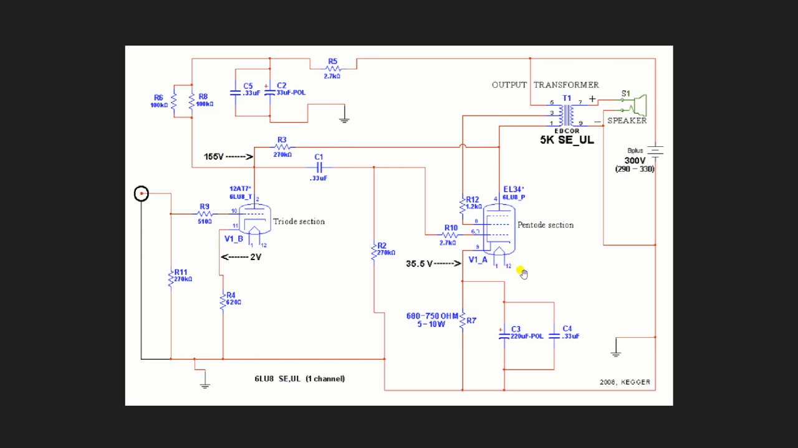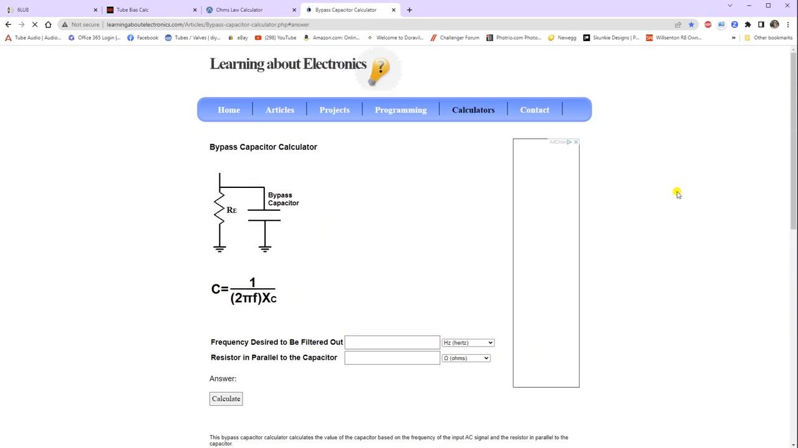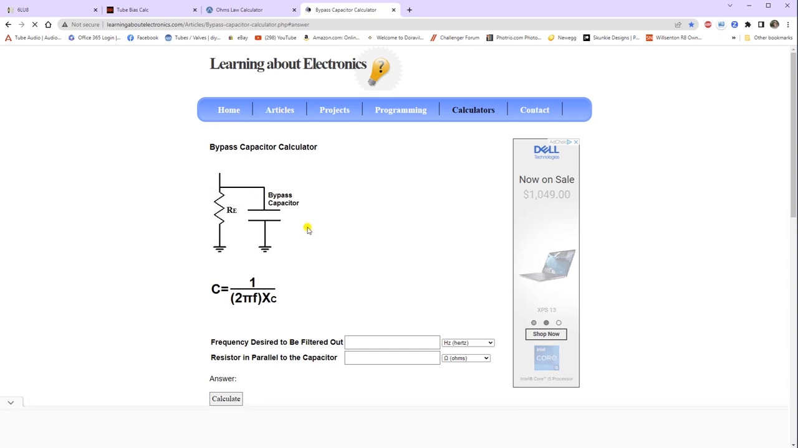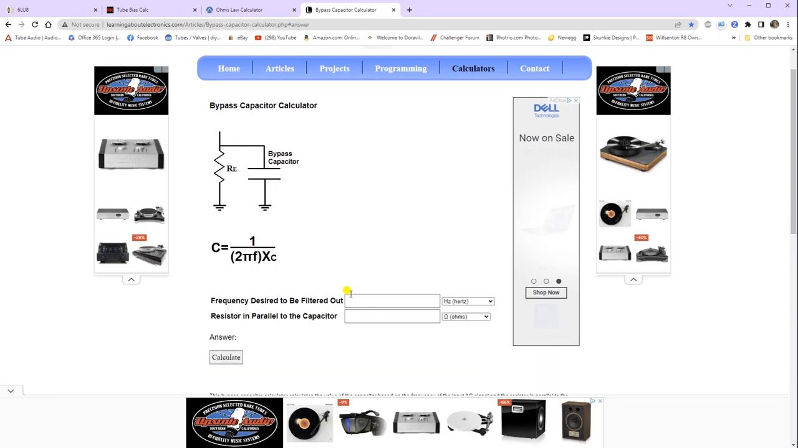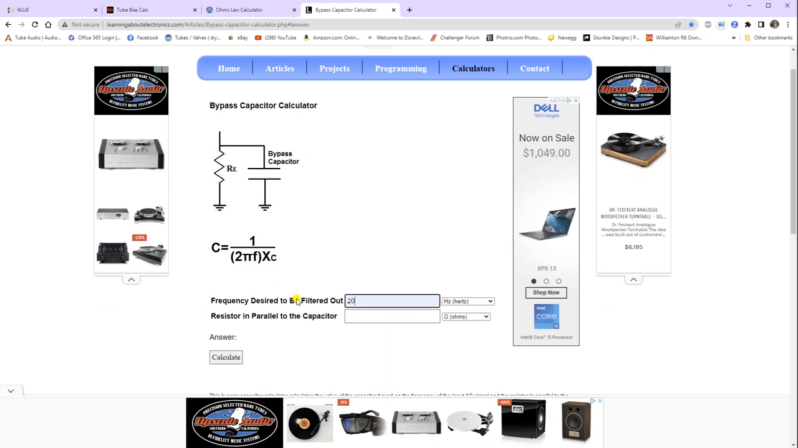So the next thing we need to look at is the size of this bypass cap in relationship to this resistor. So this is another website I found about bypass caps and calculating them up. And so we're going to start off with 20 hertz is the frequency to be filtered out. We want the resistor in parallel to the capacitor. And the resistor is going to be 700 ohms.